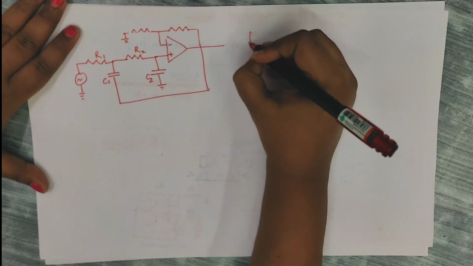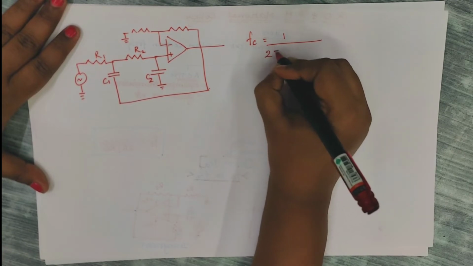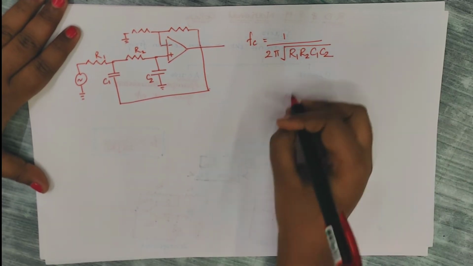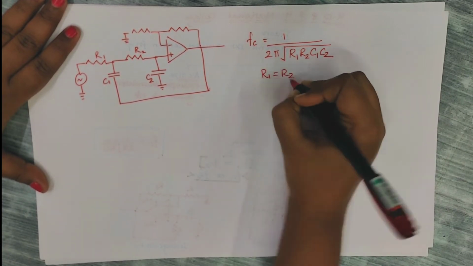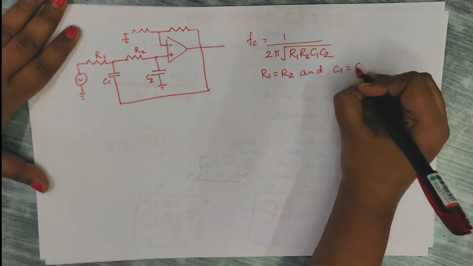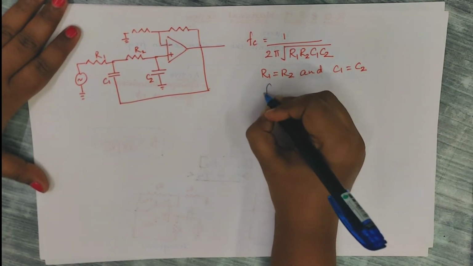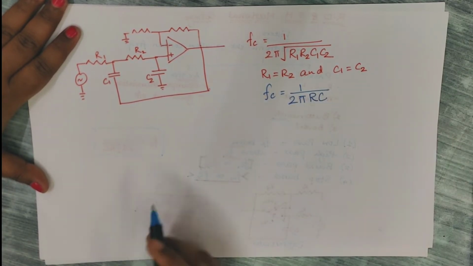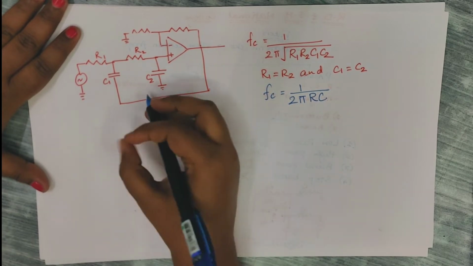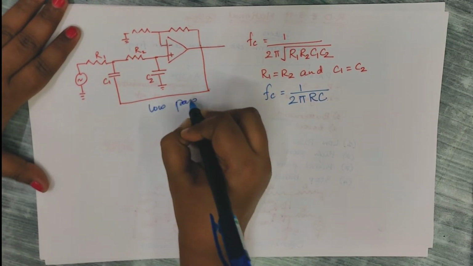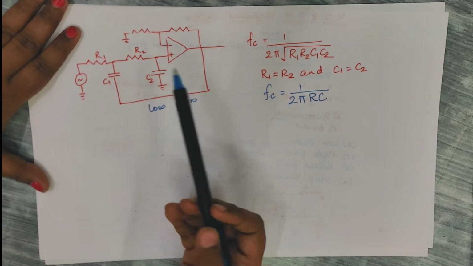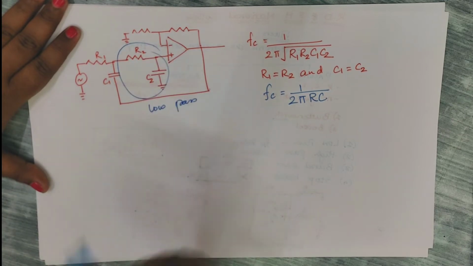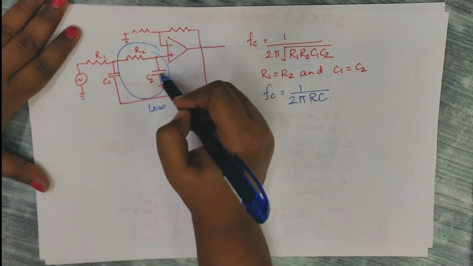Since this is second order, the cutoff frequency is given as 1 upon 2 pi root of R1, R2 into C1, C2. Suppose I take R1 equal to R2 and C1 equal to C2. Then in that case, my cutoff frequency will become 1 upon 2 pi RC. The same logic applies for high pass. As I said, this is low pass since this is a differentiator circuit. If you want to make third order, you will just connect one more RC pair just like this. For high pass, it will be a CR pair.